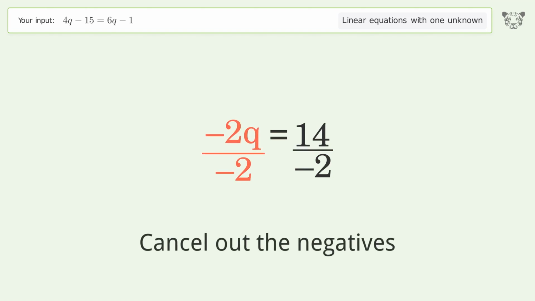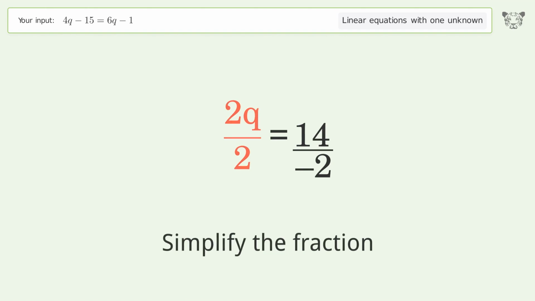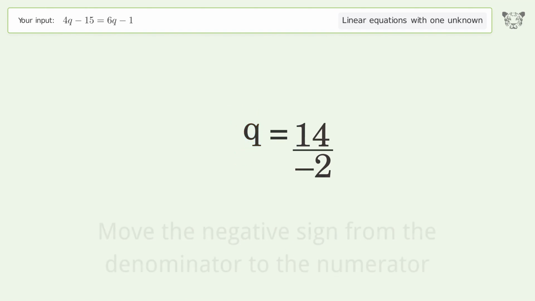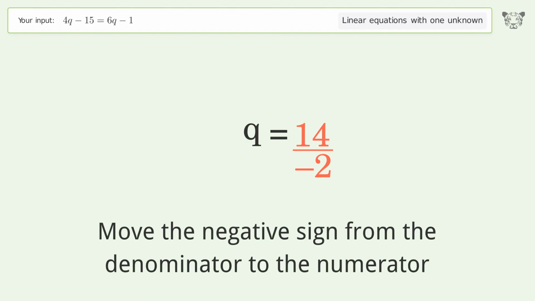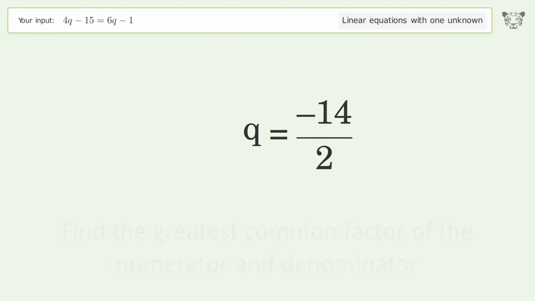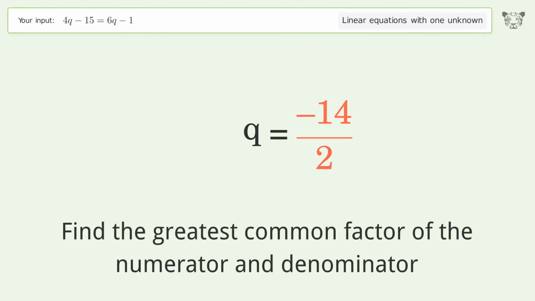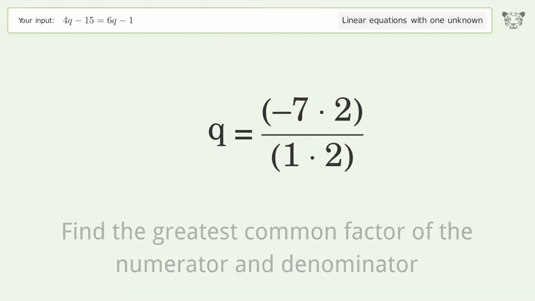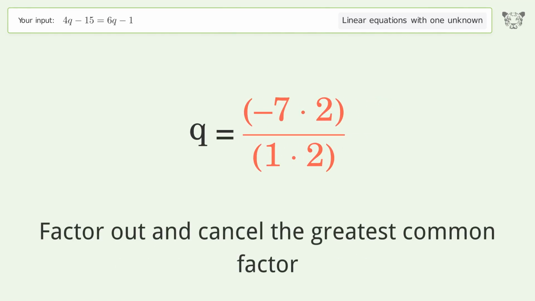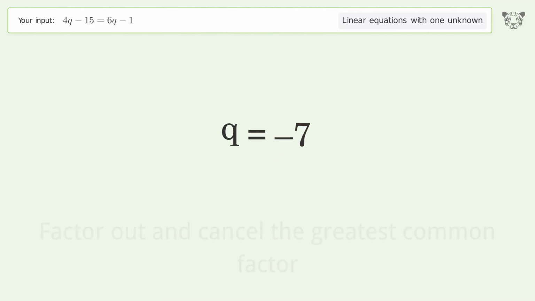Cancel out the negatives. Simplify the fraction. Move the negative sign from the denominator to the numerator. Find the greatest common factor of the numerator and denominator. Factor out and cancel the greatest common factor. And so the final result is q equals -7.